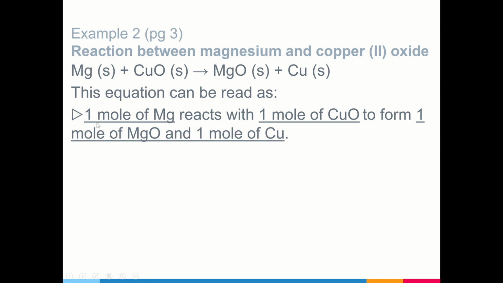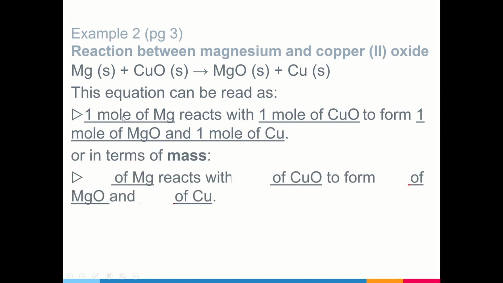Okay, so I need to calculate. Since they are all 1 mole, we'll look at molar mass. 1 mole of magnesium is 24 gram. 1 mole of copper 2 oxide is 80 gram. 1 mole of magnesium oxide is 40 gram, and 1 mole of copper is 64.